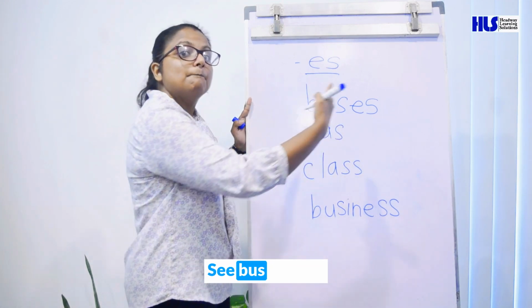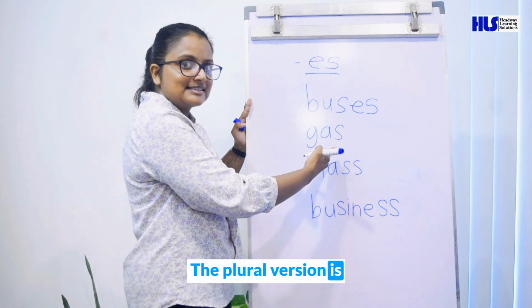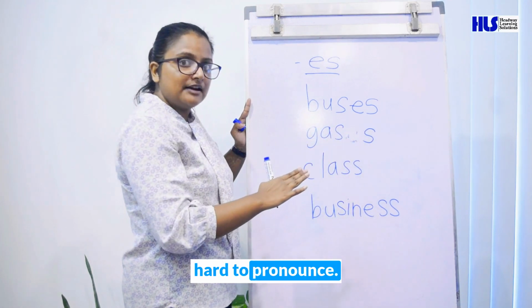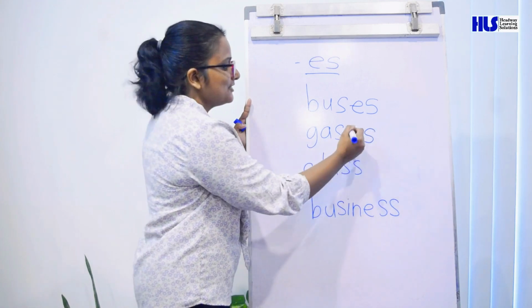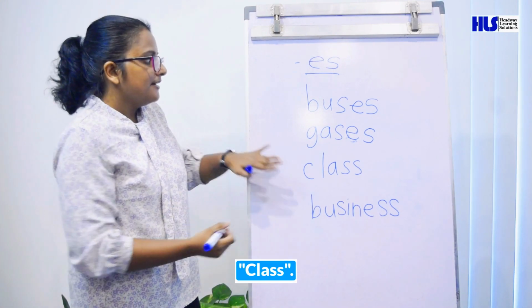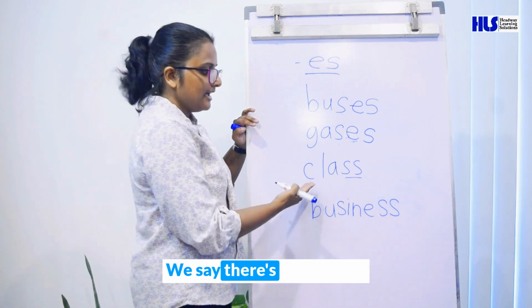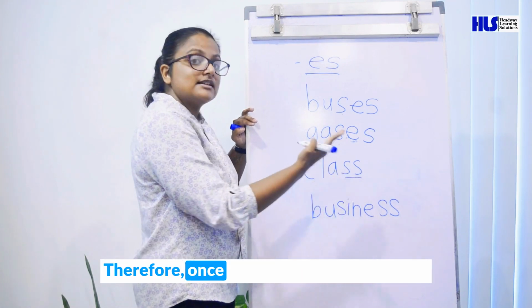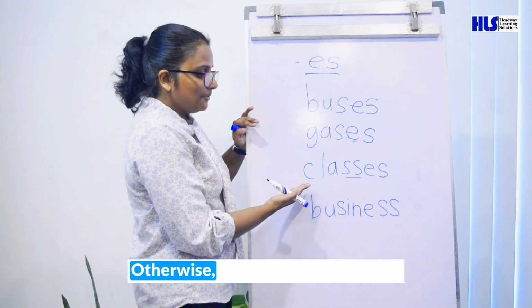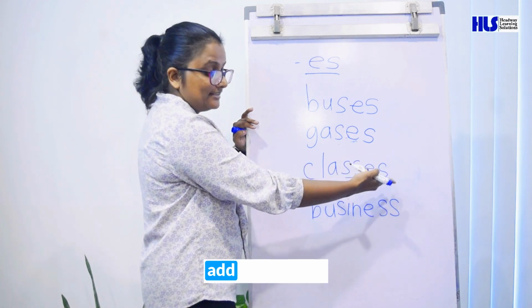See? Bus, buses. Let's see the word gas. Gas. The plural version is gases. If you omit the e, it's hard to pronounce. Look, gas. So, we add this vowel e. Look at this word, class. Now here, there's only one s. In this word class, there are two s. We say there's double s at the end of the word. Therefore, once again, you have to add es. Classes. Otherwise, the same thing happens. You can't pronounce it. Class. Add es, classes.